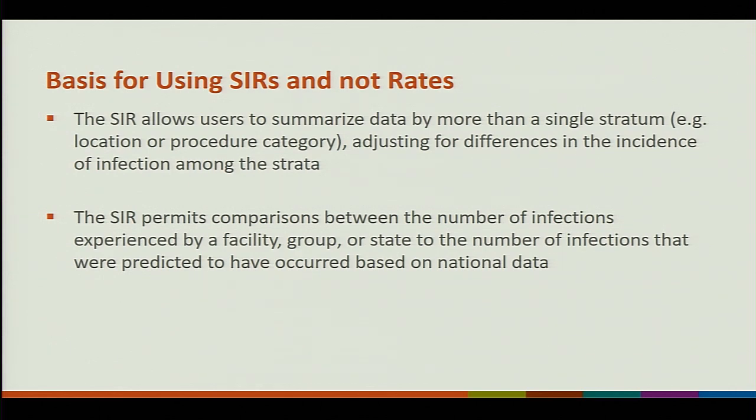So for example, the HAI experiences of a hospital with a large burn unit cannot be directly compared to a facility without a burn unit, unless the difference in exposure and infections is taken into account. The SIR permits these kinds of comparisons between the number of infections experienced by a facility, group, or state to the number of infections that are predicted to have occurred based on the national data. So this accounts for risk factors in the calculation of the SIR to help promote comparisons that are more fair and valid.